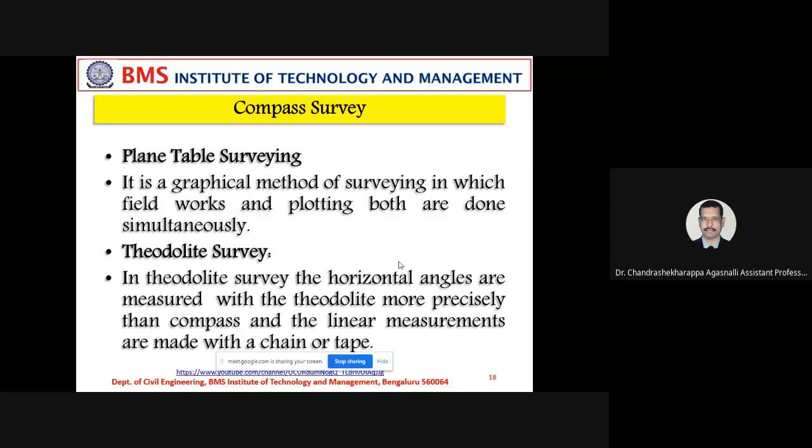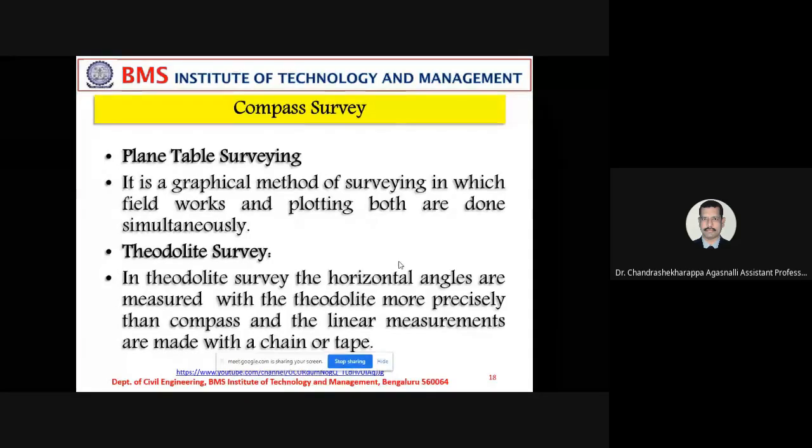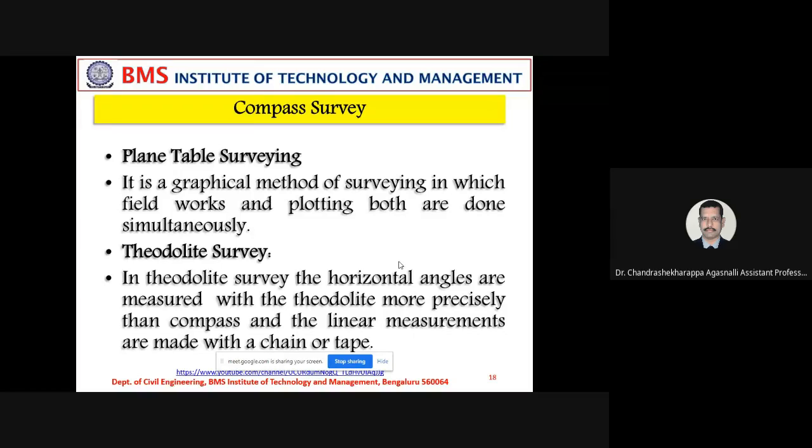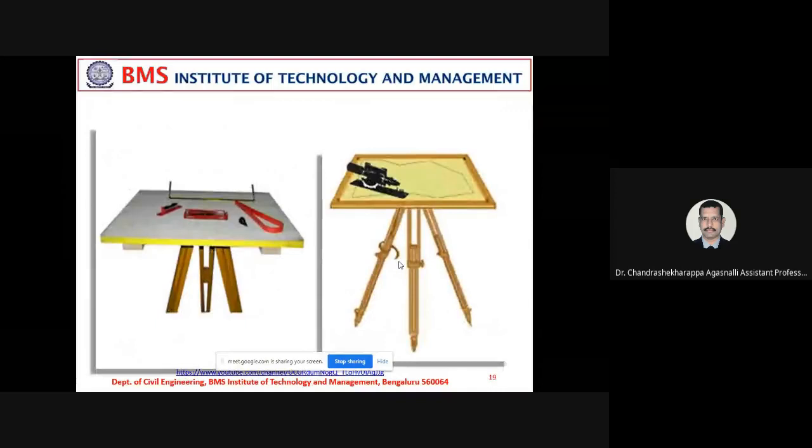Plane table survey, you have to establish there, and you have to do the survey and plot it there only. Okay, theodolite survey, the horizontal angles are measured with the theodolite precisely, a little bit later technology than the compass, better than the compass. Theodolite survey is the horizontal angles are measured with the theodolite more precisely than a compass, and also we can do the linear measurements with the tape. Only the theodolite gives you the angles, but the linear measurement you have to make with the chain or tape.